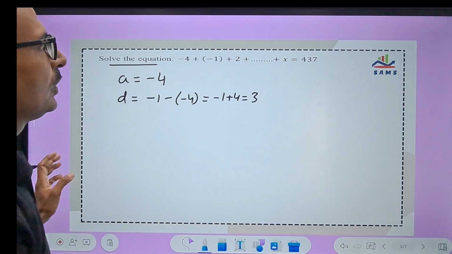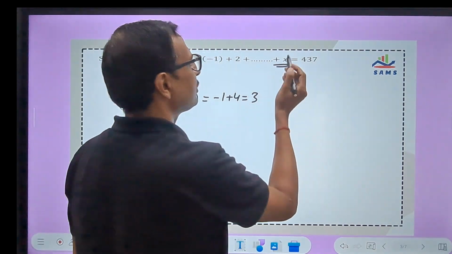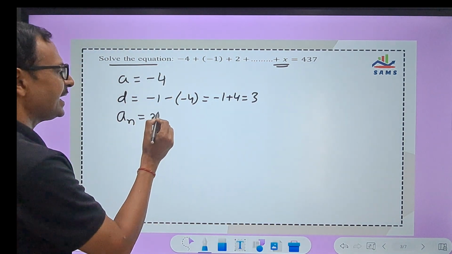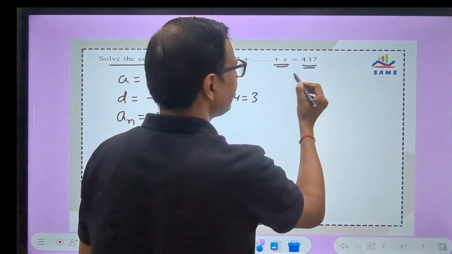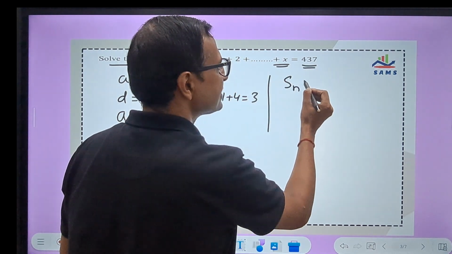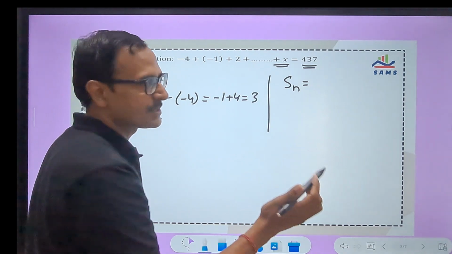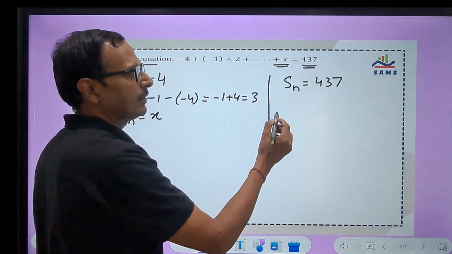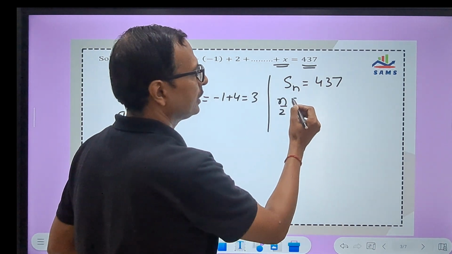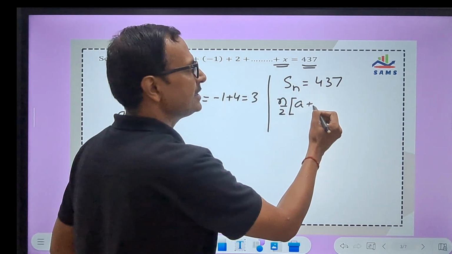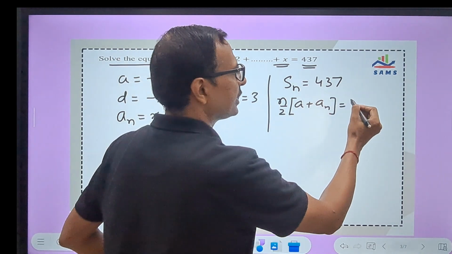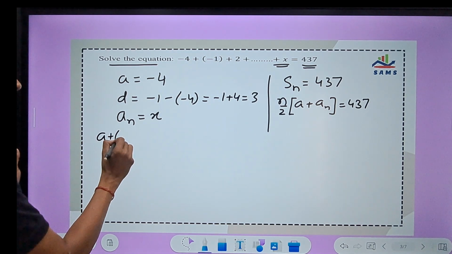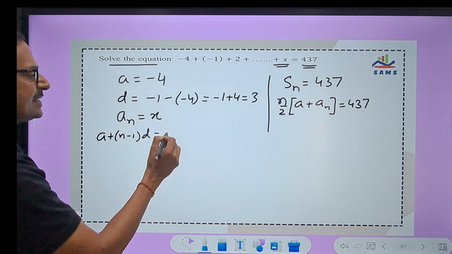Right? Now, what is this x? x is a part of this series, right? And therefore an, that is the last term, is x. And what is this 437? It is actually Sn, that is the sum of all the terms, and that is 437. Now for Sn, the formula is n upon 2 (a plus an), right? And that is given as 437. And for an, the formula is a plus (n minus 1) into d, that is given as x.